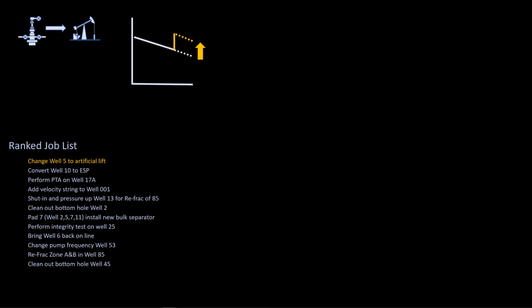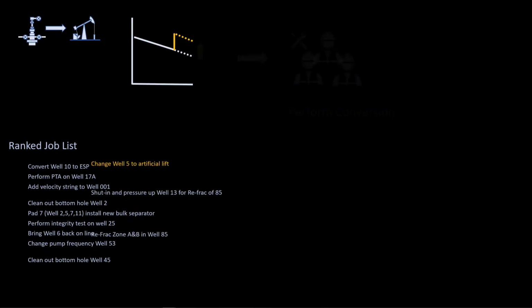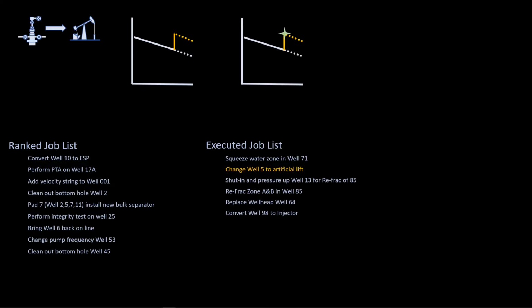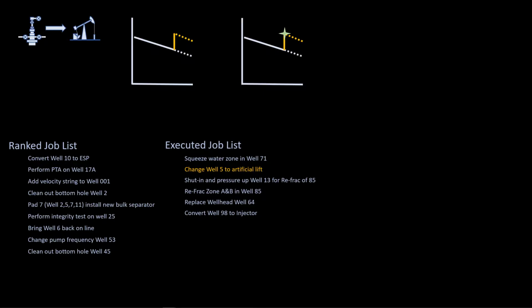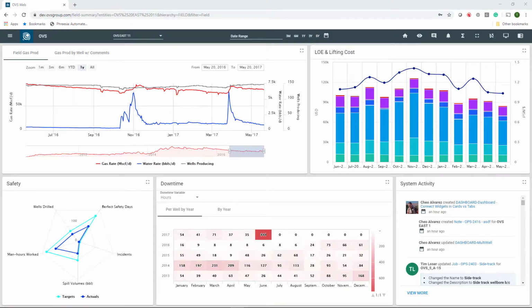At some point, the workover is performed, and as we said before, that is not the end of the intervention tracking. Now the job moves to an executed list. At this stage, the actual results are compared to our do-nothing forecast as well as our post-intervention forecast. We can now track how well this intervention has performed. We can also see how this intervention compares to other interventions, and we can see how our entire program is performing. Now let's have a look at this live.